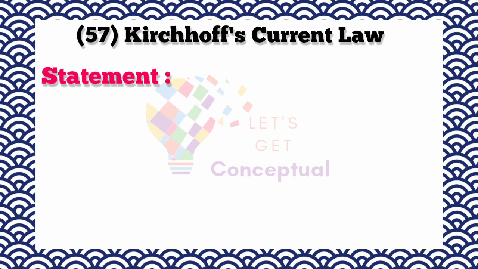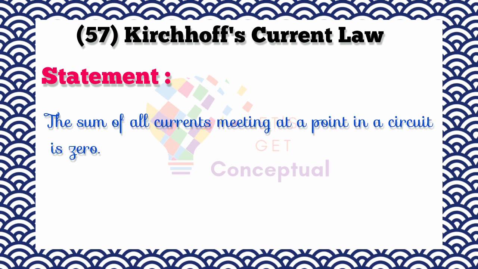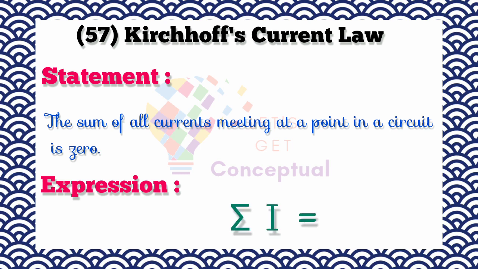Number 57. Kirchhoff's current law. Statement: The sum of all currents meeting at a point in a circuit is 0. Expression: sigma I is equal to 0.